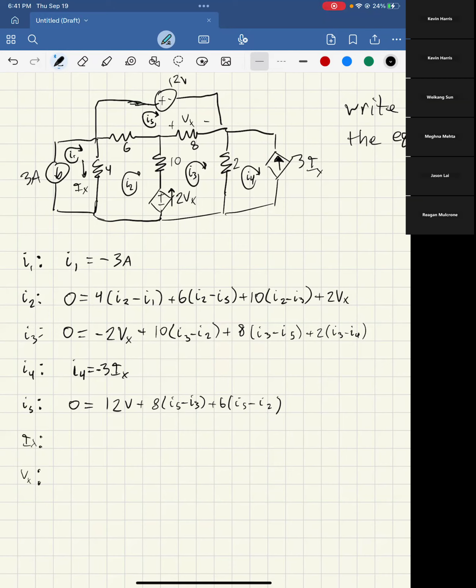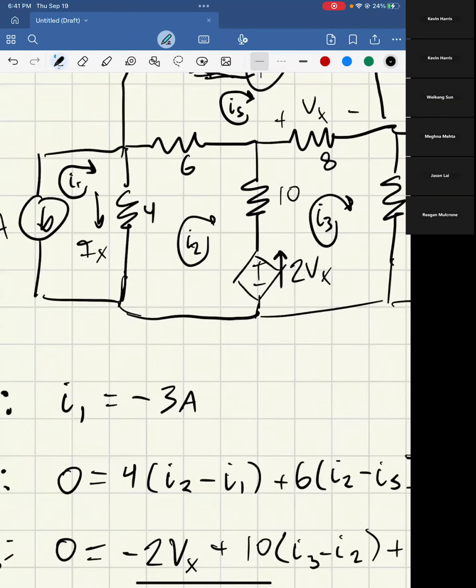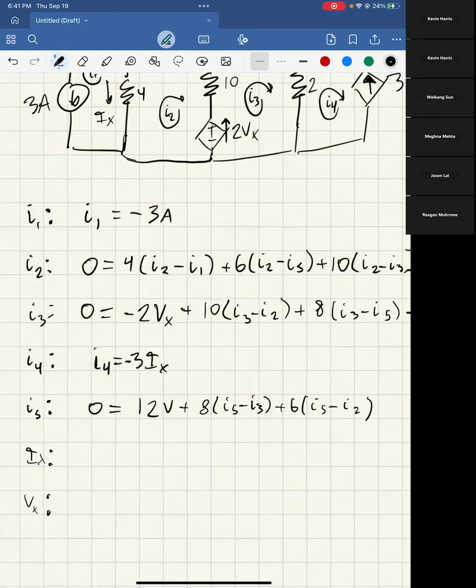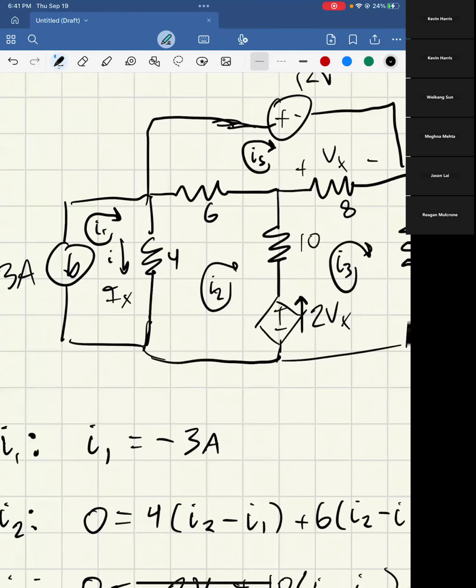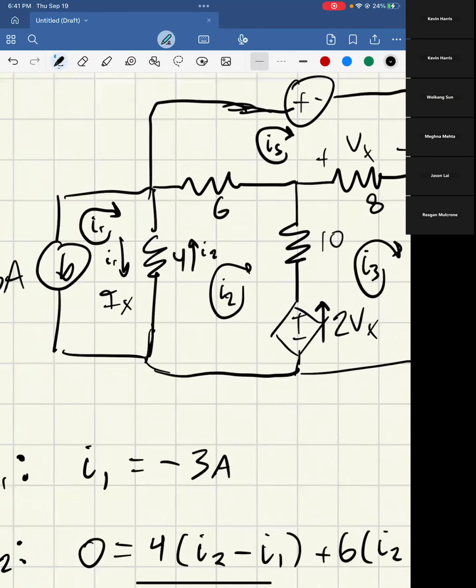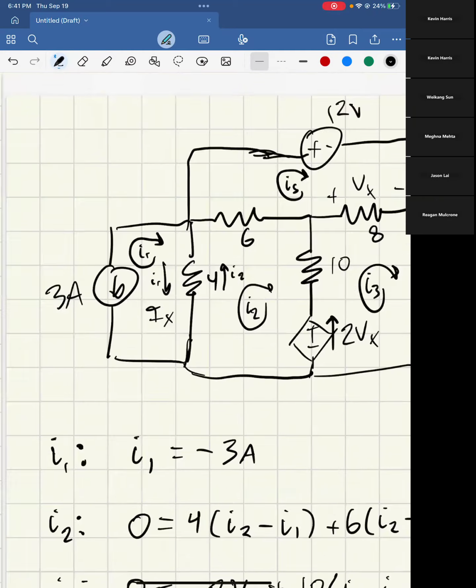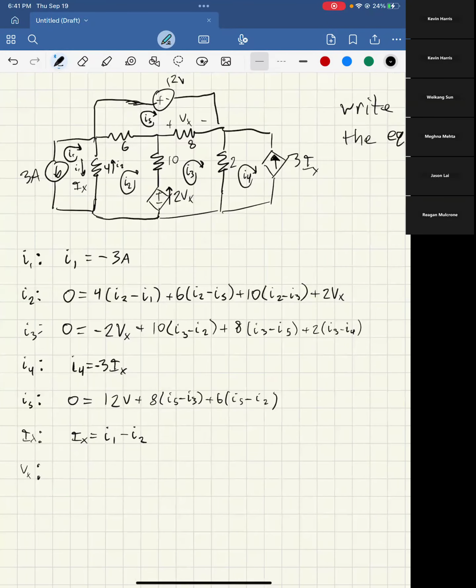And that's pretty straightforward. Looking at Ix, it's the current going through that 4 ohm resistor. And what that's going to be is that Ix equals your I1 minus your I2. Hopefully you can all see that because I1 is going down here. I2 is going up here. Since Ix is defined as going down, we're going to say I1 is positive and I2 is negative. And so that's your Ix.